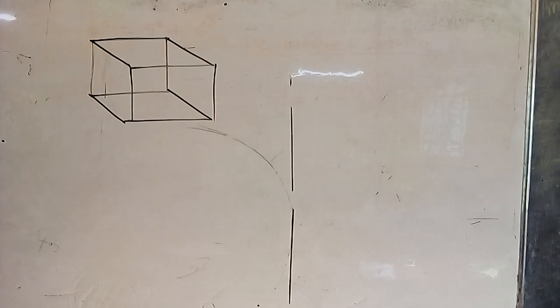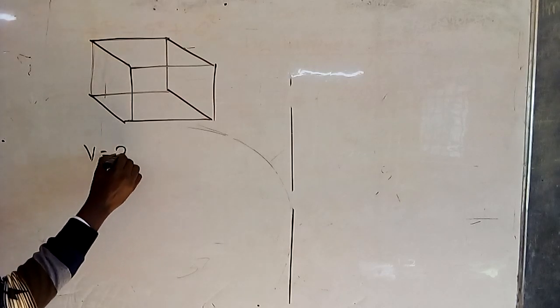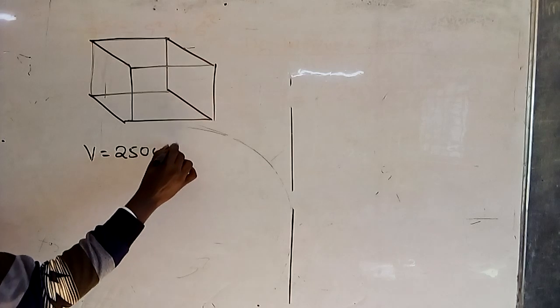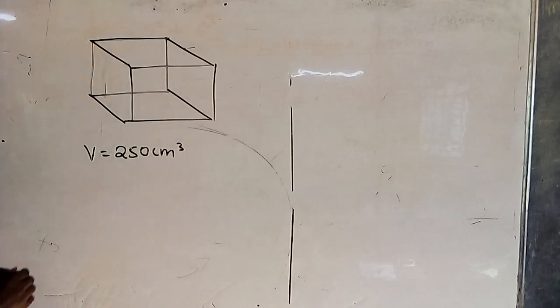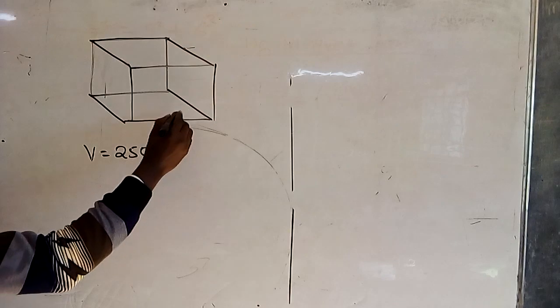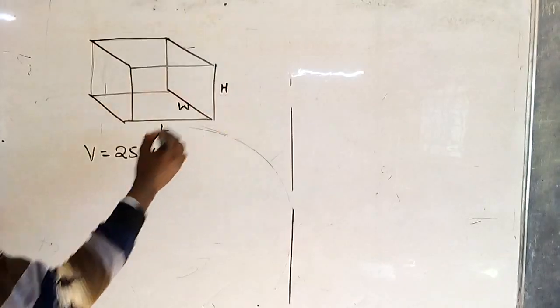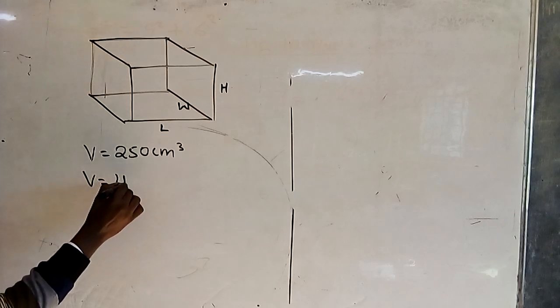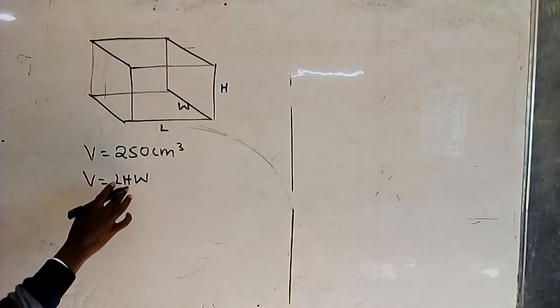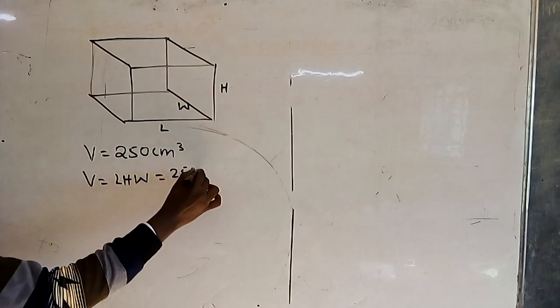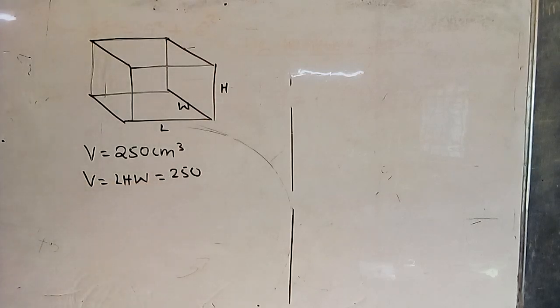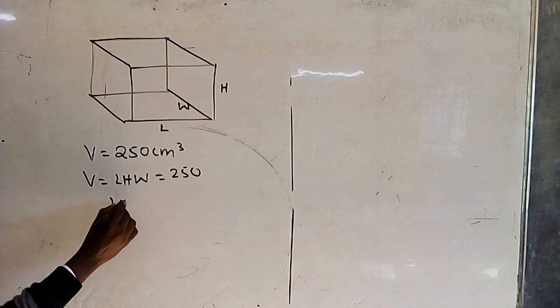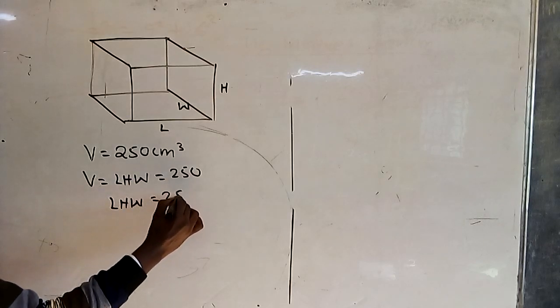Determine the minimum surface area of the canvas necessary if the volume of the morgue is to be 250 centimeters cubed. So you've been told the volume is 250 centimeters cubed. For a rectangular box-like shape, we have length, width, and height. So the volume is length times width times height, which is 250.